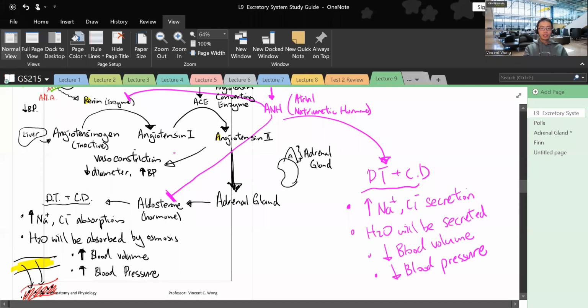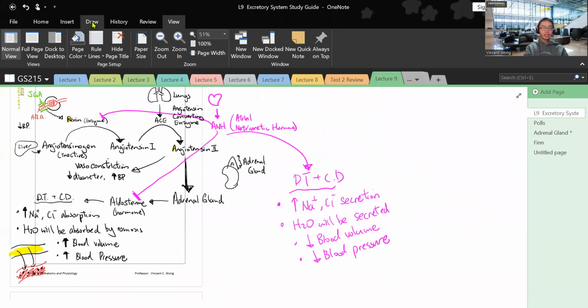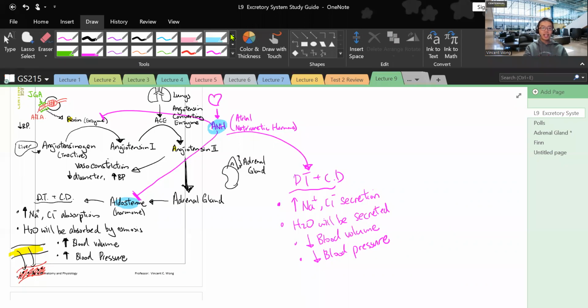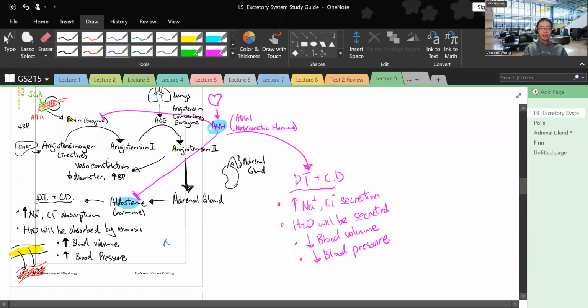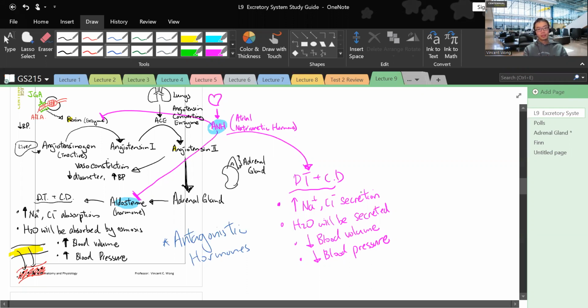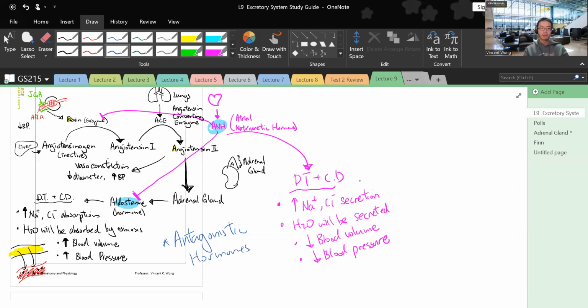Okay. So ANH and aldosterone is an example of what we would call antagonistic hormones. Right? They have opposite effects, and it's the balance between the two that causes us to have normal blood pressure. Okay. So that's what's supposed to happen in the body. Right? If they work perfectly and when they balance each other out, we would have no blood pressure problem.